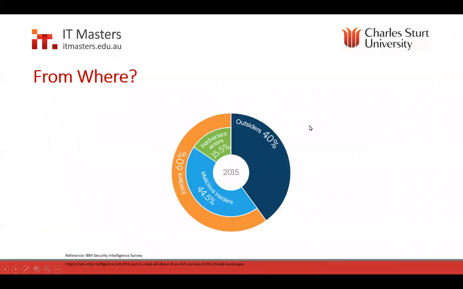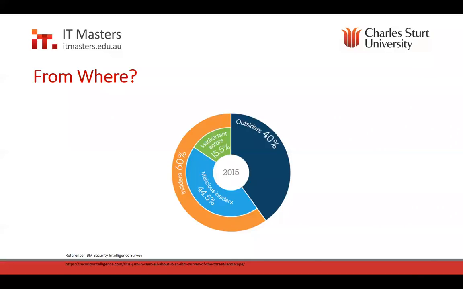So, one of the really important things we need to know for a start is, where do these attacks come from? Okay. Often we think about attacks as being externally perpetrated, so coming from outside our network, either from some sort of partner network or mainly the internet. That's a big common one that we all think of, that these attacks are going to be perpetrated from the internet. But the IBM Security Intelligence Survey of 2015 shows that that's not actually the case.